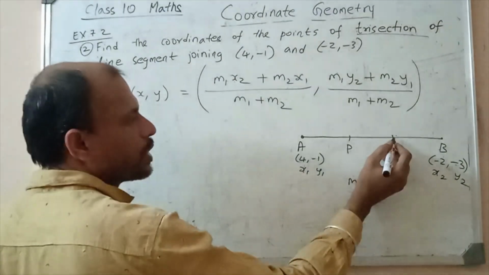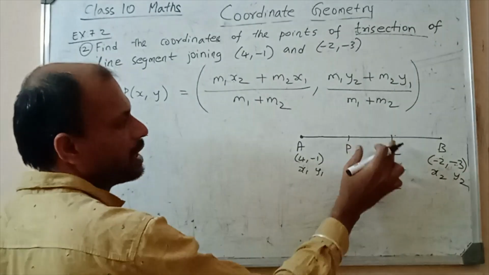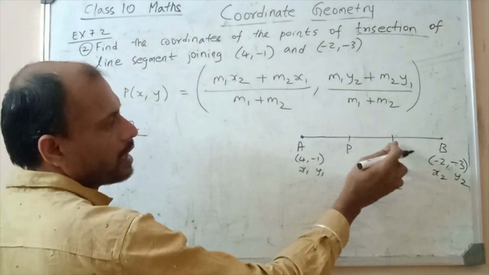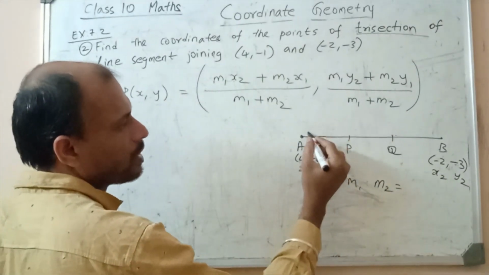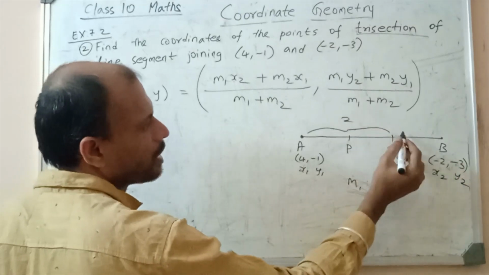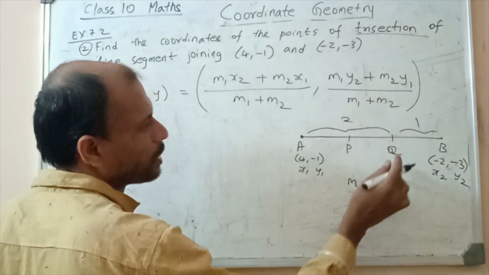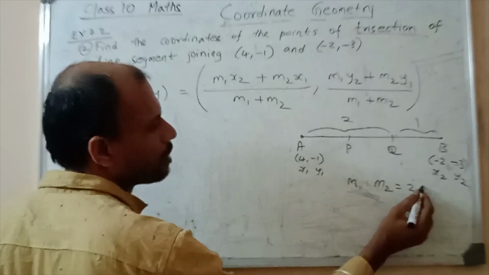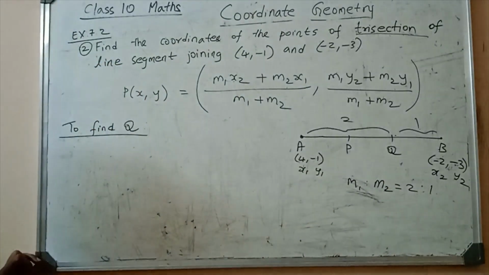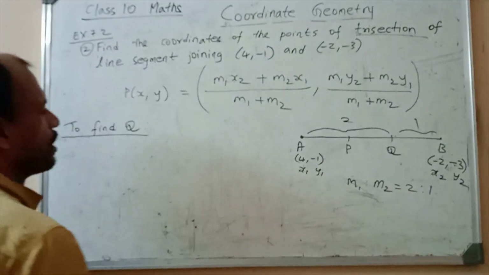Okay. So now Q divides the line segment AB. On the left hand side of Q you have two parts. Okay, so these are two parts, and here one part. So Q divides in the ratio 2 is to 1. So m1 is to m2 becomes 2 is to 1.